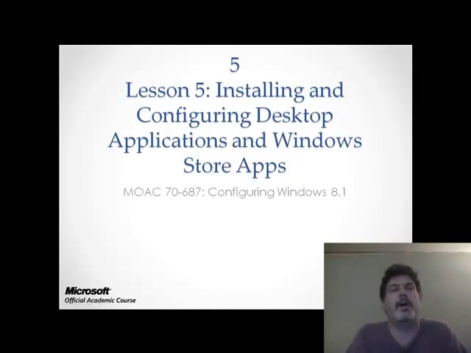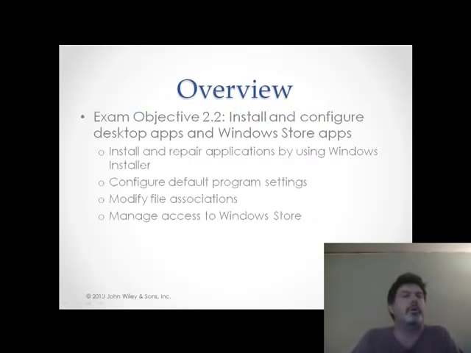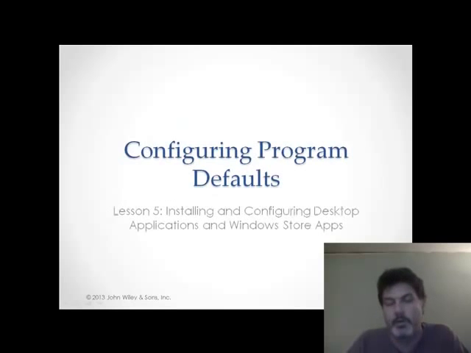Alright folks, welcome back. Today we're going to discuss Lesson 5, Installing and Configuring Desktop Applications and Windows Store Apps. This will cover Exam Objective 2.2. We're going to be talking a little bit today about configuring default program settings, modifying file associations, compatibility issues, and installation and repair of applications using the installer. And of course managing access to the Windows Store. So let's go ahead and get started.